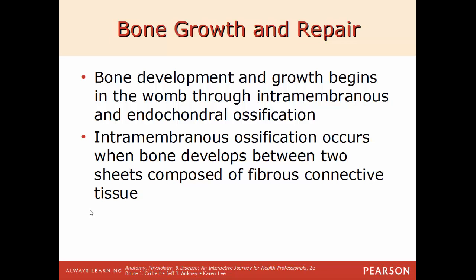Bone growth and development. The growth and development of bone will actually begin within the womb through a process called intramembranous and endochondral ossification. Intramembranous ossification happens when you have bone developing between two sheets of connective tissue that are connected. This is how the bones of the skull form. That's why with a newborn you have that soft spot, that fontanelle on top of the head, because that space has not been covered with bone quite yet.